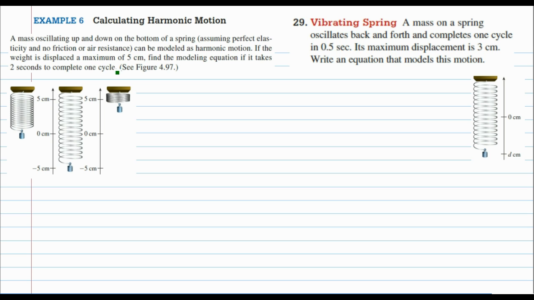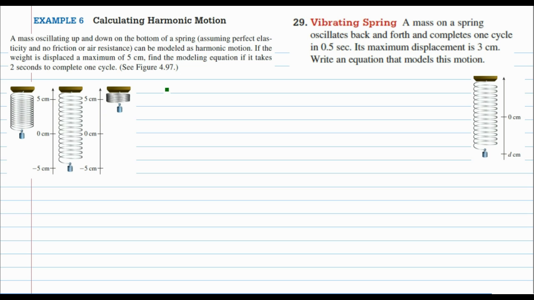If the weight is displaced a maximum of 5 centimeters, find the modeling equation if it takes 2 seconds to complete one cycle. So we're just looking for the equation in this problem. It's not asking us, like example 5, for a difference of anything. We're just looking for the model.